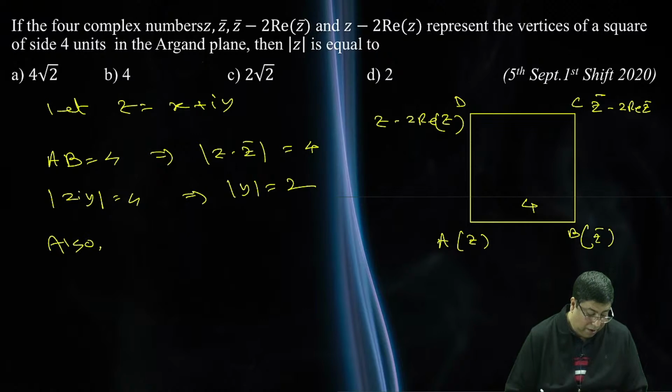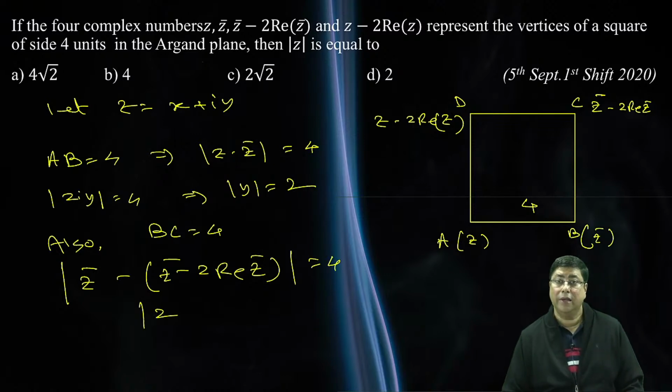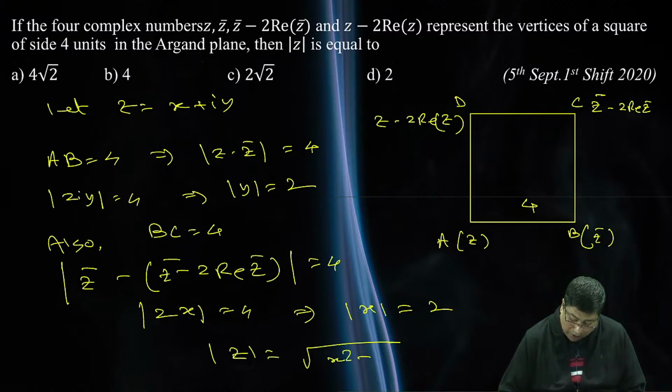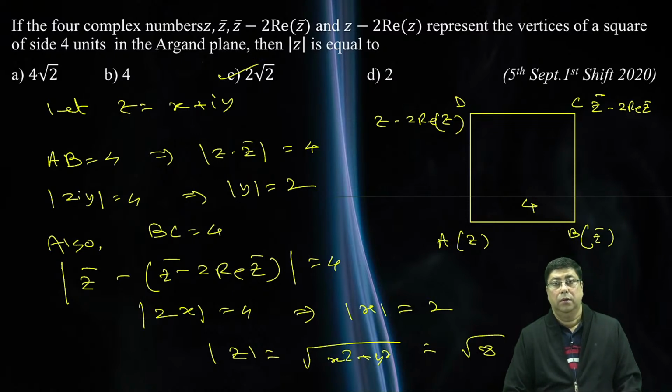Also, we can see BC equal to 4. BC means mod of z bar minus (z bar minus 2 real z bar) equal to 4. That is 2x, z bar is getting cancelled, and this is coming 2x equal to 4. So mod of x equal to 2. So our target is mod z. Mod z is root over x square plus y square. That is coming root 8. That is 2 root 2 is the answer. Let's go to the next sum.